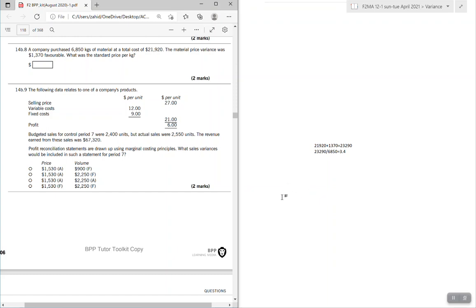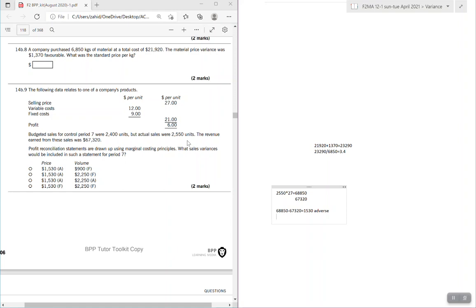So price and volume. First, let's look at price. The 2,550 units that we actually sold, we should have sold at 27. What you can do is you take 27. Okay, the total is given. If per unit was given, then it would be easier to do it like this. So we have 27, which will give us 68,850, and we actually sold for 67,320. So we have adverse variance, which is 68,850 minus 67,320, 1,530 adverse.